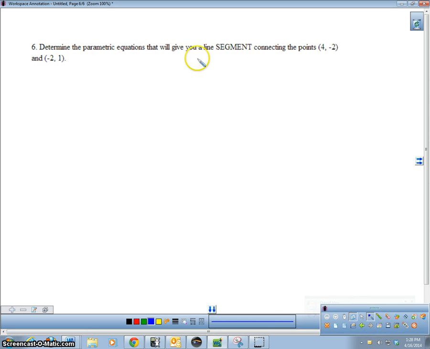Determine the parametric equation to give you a line segment. This one's a little bit trickier. You need to find a line segment, and a line segment is going to look like this. The only way that you're going to get this line segment is to have values of t that restrict your graph. So you're going to need to find those values of t. The easiest thing to do is to first find what that whole line would be and then restrict it.